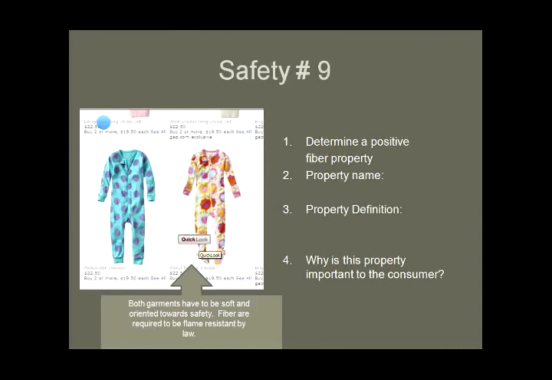And last, we have two small children's pajama fleece sets. Both garments have to be soft and oriented towards safety. The fibers are required by law to be flame resistant. So the issue or the category that we're looking at is safety. Determine a positive fiber property, define the property, and then tell us why it is important to this consumer.